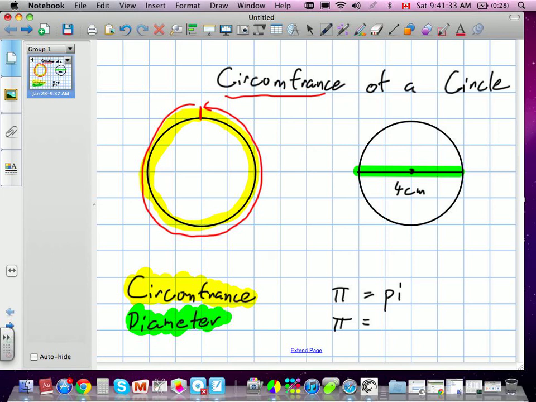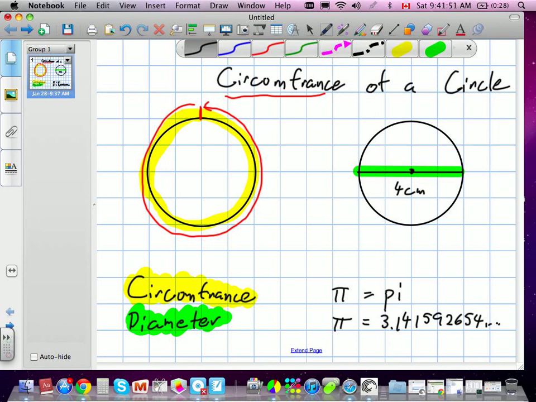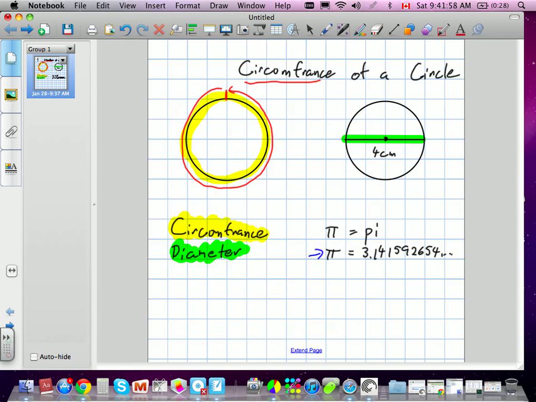Now this symbol is equal to a really long number, and your calculator knows it. It's approximately equal to 3.141592654, and it keeps going and going and going. A very large number. But your calculator represents this symbol. It'll have it on your calculator, so it'll put it in for you.